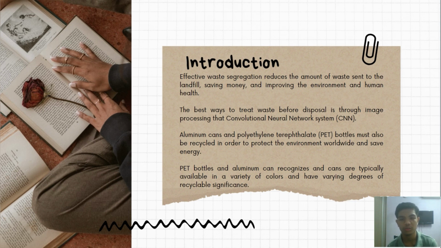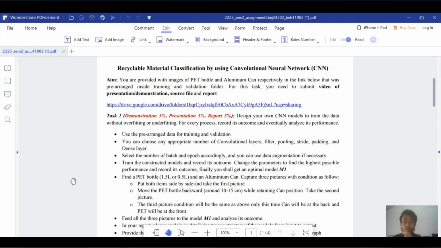the environment and human health. And the best way to treat waste before disposal is through image processing, that is the CNN system. Aluminium cans and PET bottles must also be recycled in order to protect the environment and save energy. PET bottles and aluminium cans are recognized, and cans are typically available in a variety of colors and have varying degrees of recyclable significance.